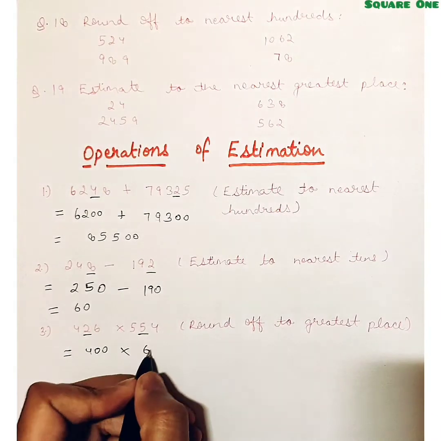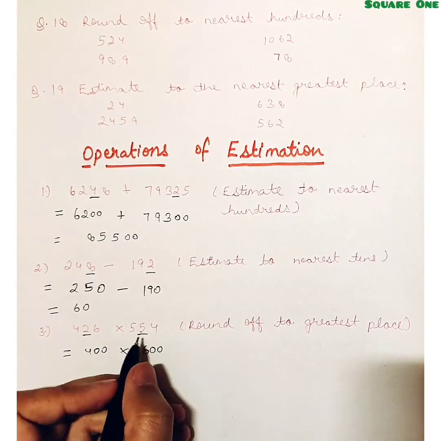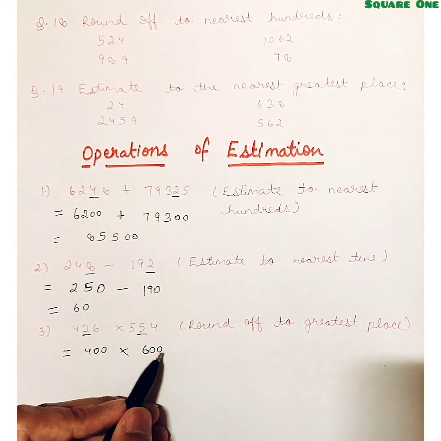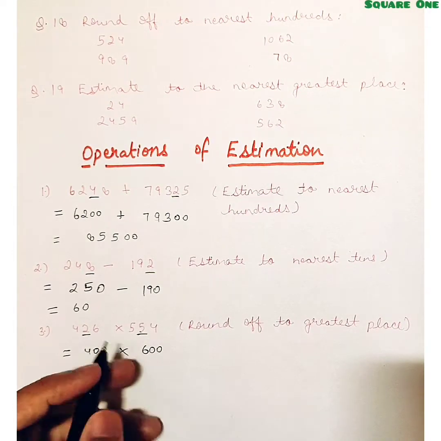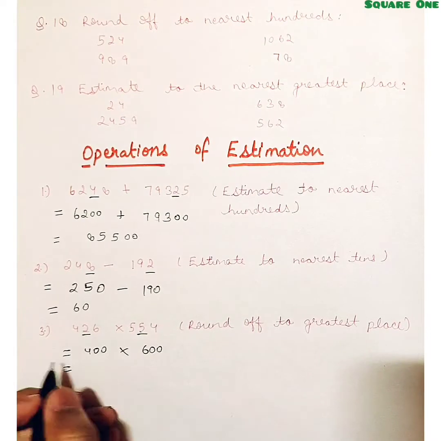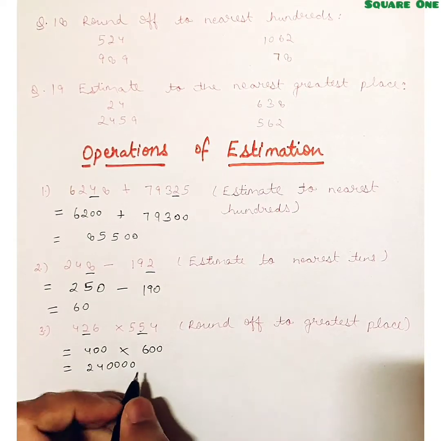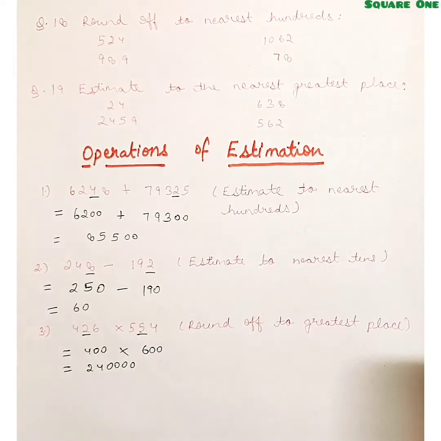554 becomes 600. Here we have 5 which is rounded off to 0 and 4 is also rounded off to 0, but 5 becomes 6. We multiply 400 into 600. It becomes 24, then 00 and 00 again. So the answer is 2,40,000.